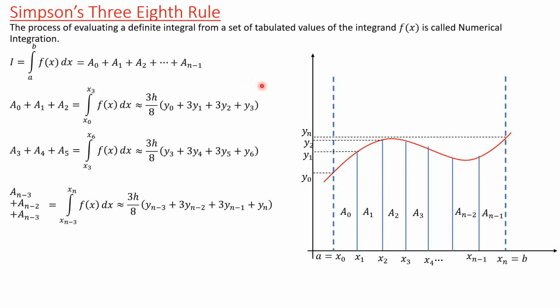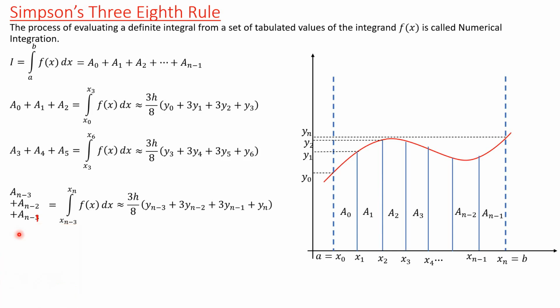Now we have to keep one thing in mind here. There is one more change here. This has to be A of n minus 1.